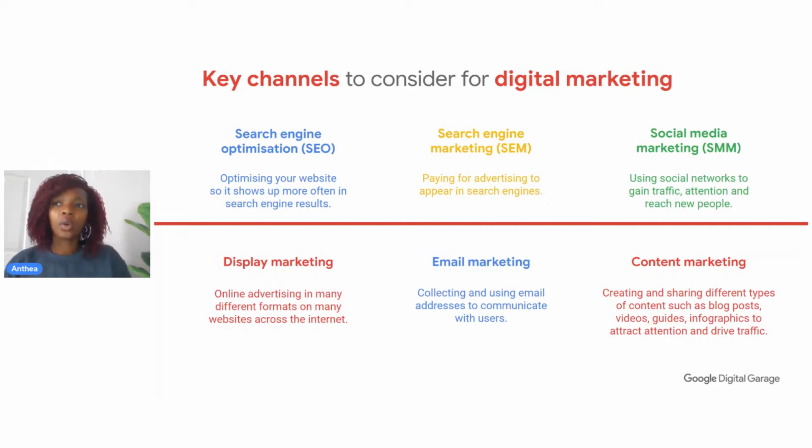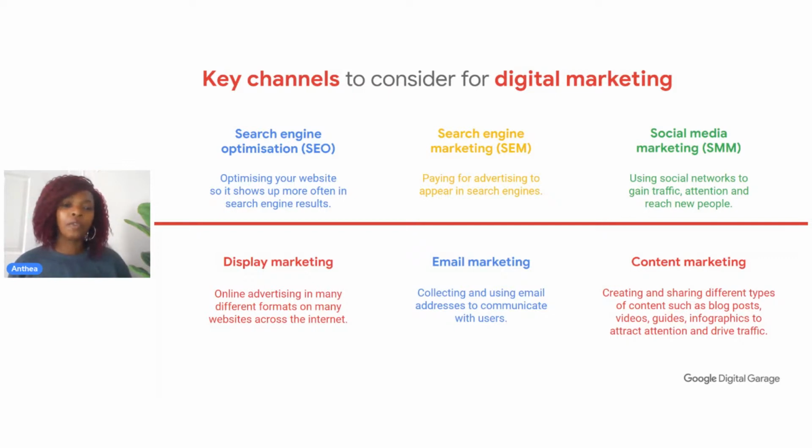Search engine marketing, or SEM, is about you paying for an advert to appear in a search engine for people who are searching for products and services like yours. Social media marketing. This is about you using social media platforms to gain traffic, attention, reach new people, sell your products and services, acquire new followers, whatever the case might be. It's about you putting yourself on social platforms so people understand who you are as a business or who you are as a brand.